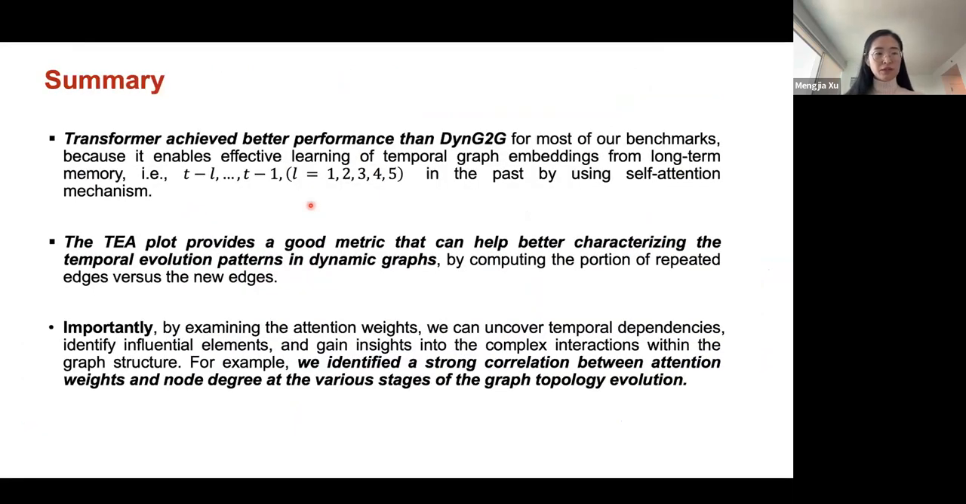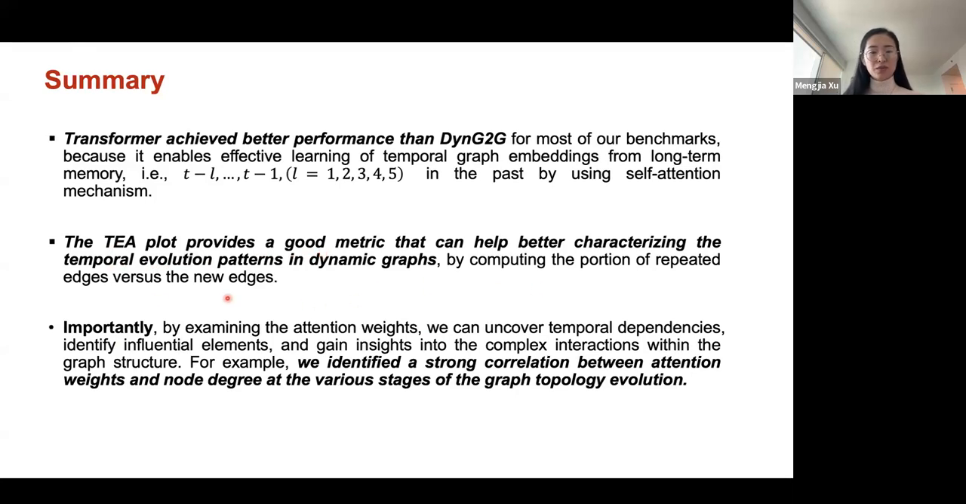And here is the summary. The Transformer achieved better performance compared to our previously proposed method for most of the benchmarks because it enables effective learning of temporal graph embedding from long-term memory. We have the hyperparameter L, the look back time steps into the past, by using self-attention. And the T-plot provides a good metric that can help better characterize the temporal evolution pattern in dynamic graphs.